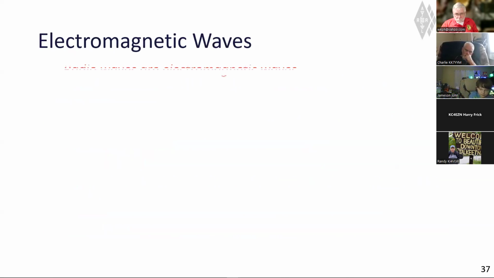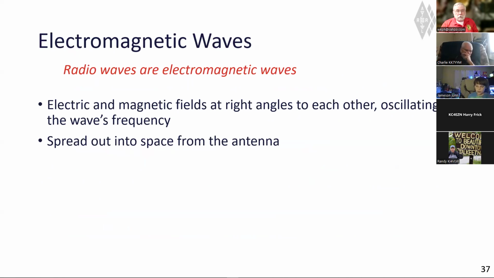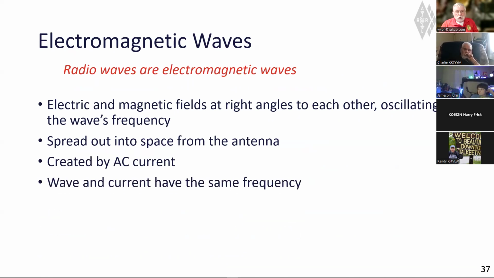Electromagnetic waves. Radio waves are electromagnetic waves. Electric and magnetic fields at right angles to each other, oscillating at the wave's frequency. Spread out into space from the antenna. Created by AC current. Wave and current have the same frequency.